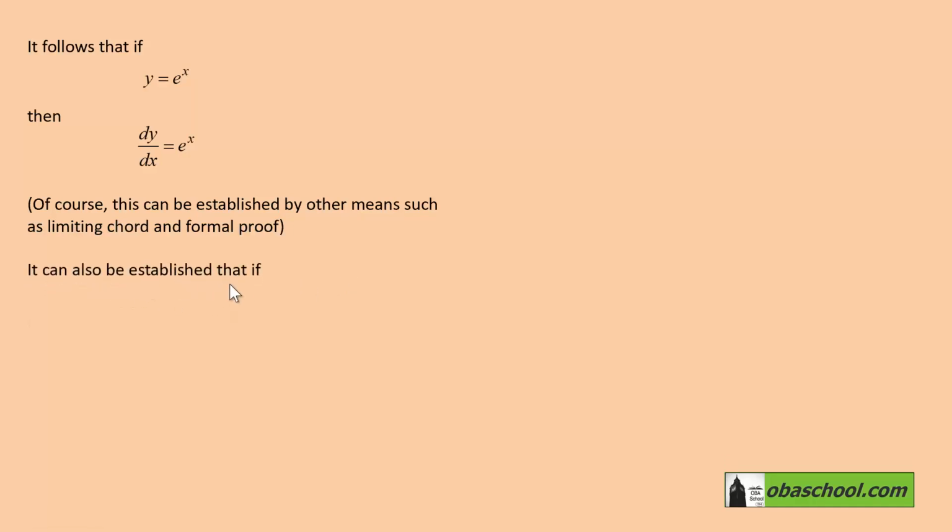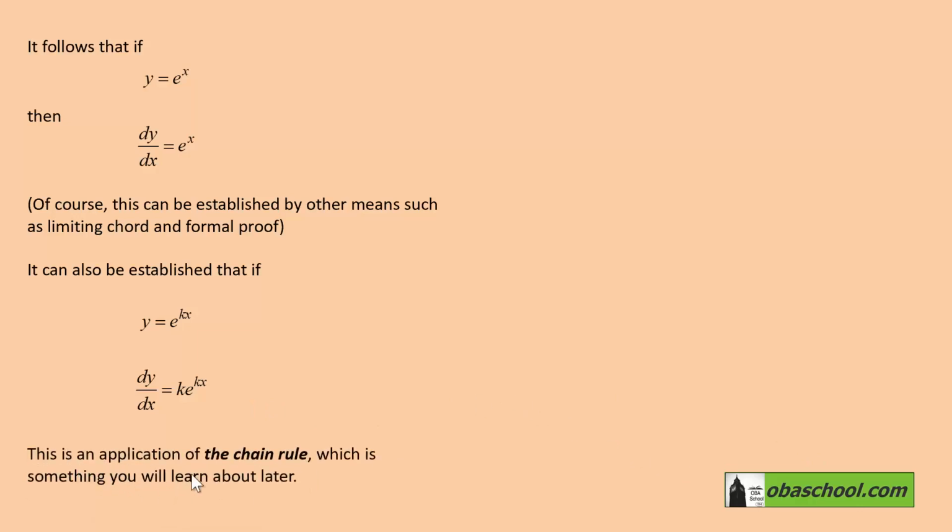It can also be established that if y is equal to e to the kx, where k is a constant, then dy dx is ke to the kx. This is something called the chain rule. So as mentioned, it's an application of the chain rule, but the chain rule is something that you're going to learn about later.